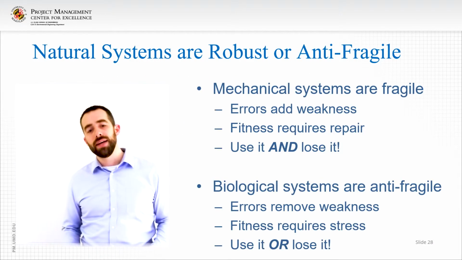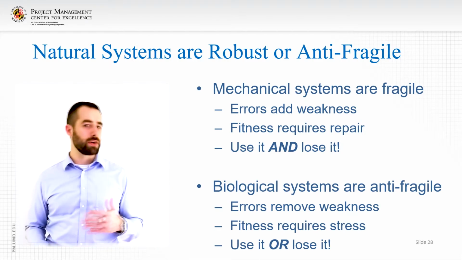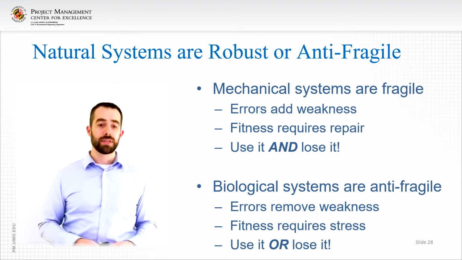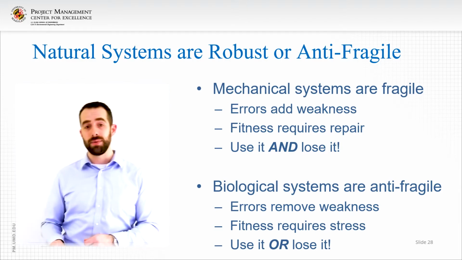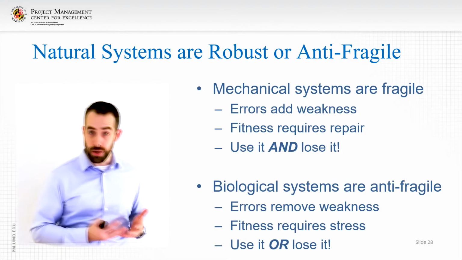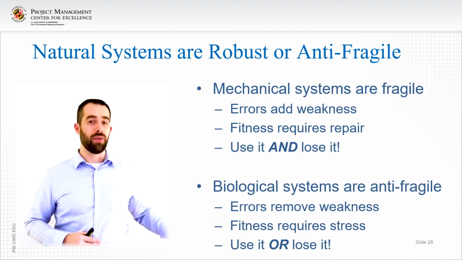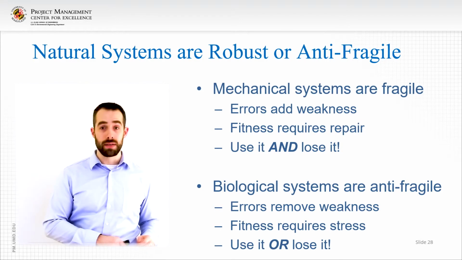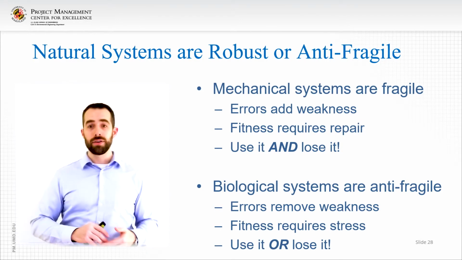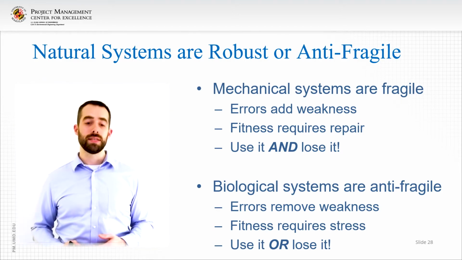So to summarize, it's simply this: mechanical systems are fragile, biological systems are anti-fragile. Mechanical systems are fragile because every error adds weakness. To keep it fit, you have to continue to repair it. And if you use it, you're going to lose it. Basically, wear and tear wears it out. But when it comes to biological systems, the opposite is true. Errors remove weakness because they call out the weaker parts of the system.